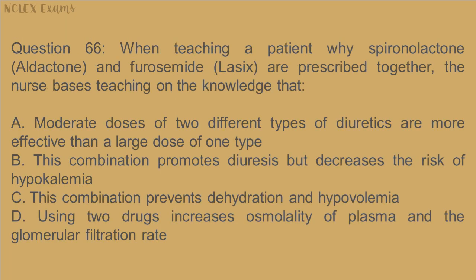Question 66. When teaching a patient why spironolactone (Aldactone) and furosemide (Lasix) are prescribed together, the nurse bases teaching on the knowledge that A. Moderate doses of two different types of diuretics are more effective than a large dose of one type. B. This combination promotes diuresis but decreases the risk of hypokalemia. C. This combination prevents dehydration and hypovolemia. D. Using two drugs increases osmolality of plasma and the glomerular filtration rate.